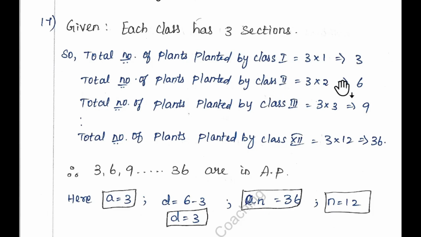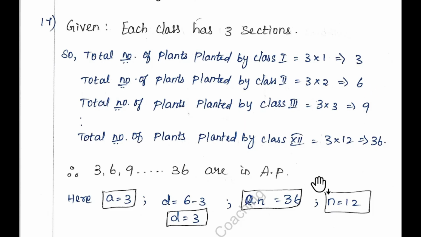For class 2 they will plant 2 trees, but for 3 sections you have to multiply by 3, so for 2 classes, 3 2s are 6. And for class 3 we have 3 sections, and you have to plant 3 trees for class 3, so 3 threes are 9. Likewise, for class 12 the students will plant 12 trees. So with 3 sections, 3 into 12 is 36.